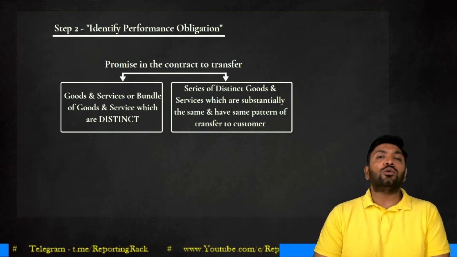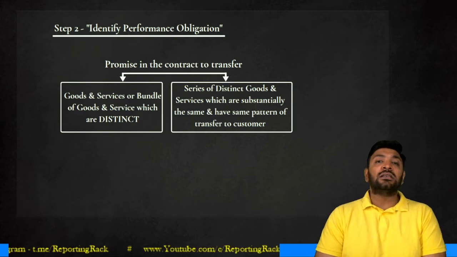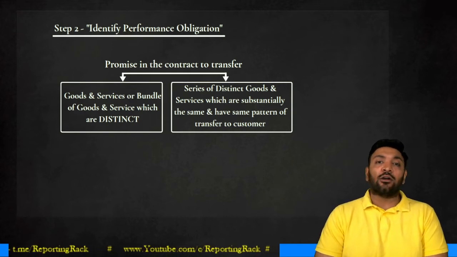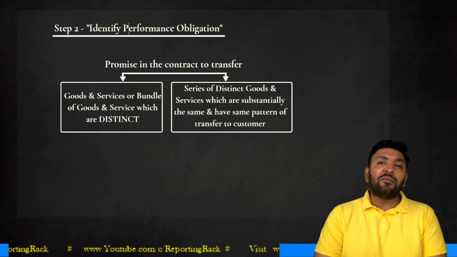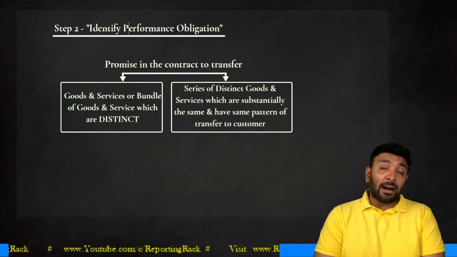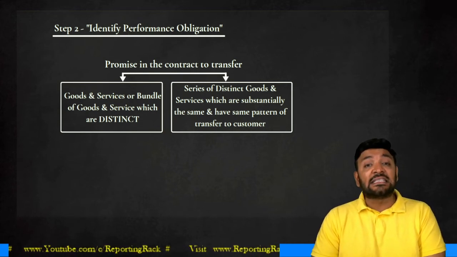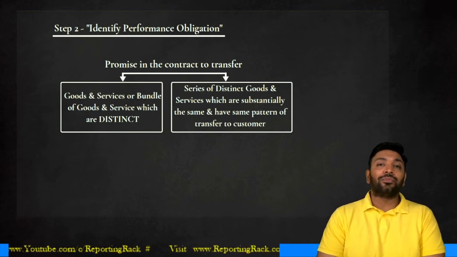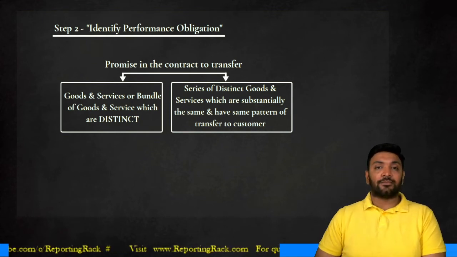I went to a supplier for a tire for my vehicle. He delivered the tires and he said, sir, take, go. Did the tire by itself give me any benefit? No. But it will give me a benefit with a resource which is already existing with me, which is my car. So they can be called distinct goods and services.